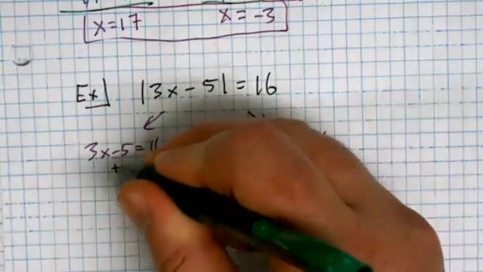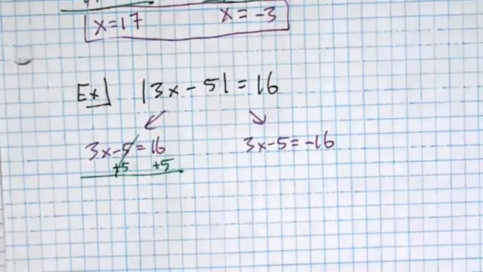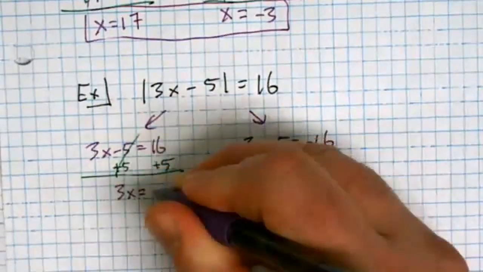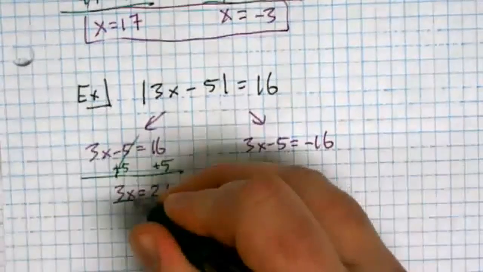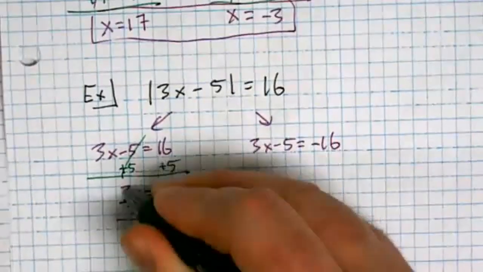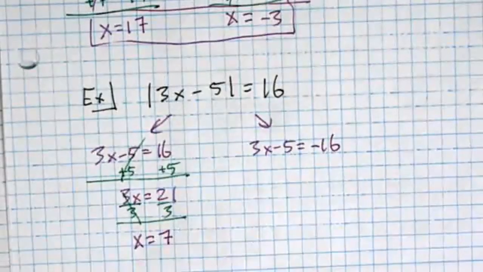So if we do +5 on both sides here, we get 3x equals 21. Then divide by 3 on both sides to get x equals 7. 7 is one of our answers. Spoiler alert. See if you can find the other answer. I'm going to give you a hint. It will be a fraction. Just leave it as a fraction. No decimals on that one.